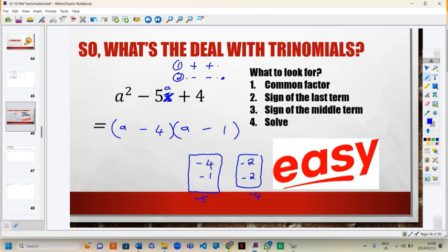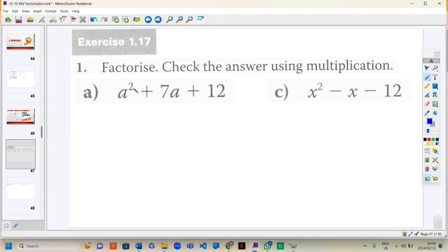Alright, let's just dive into some examples quickly. Let's look at example 1. Over here, again, we've got 3 terms, so we know it's going to be a trinomial, meaning 3 terms. They say factorize, so I know already that I'm going to open up 2 brackets. Boom, boom, and boom, boom.